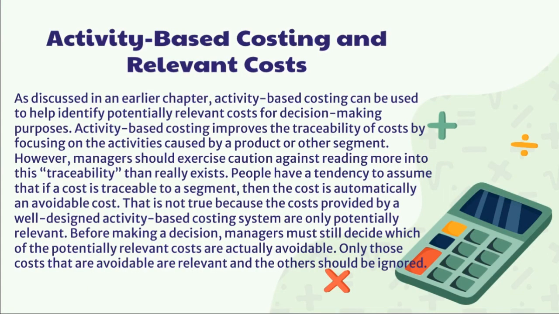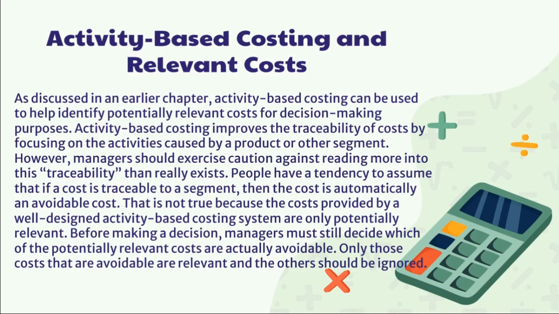Activity-based costing and relevant costs. As discussed in an earlier chapter, activity-based costing can be used to help identify potentially relevant costs for decision-making purposes. Activity-based costing improves the traceability of costs by focusing on the activities caused by a product or other segment. However, managers should exercise caution against reading more into this traceability than really exists.